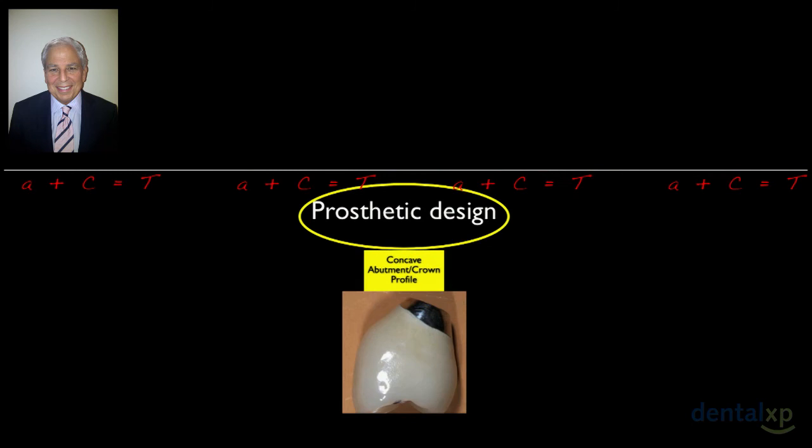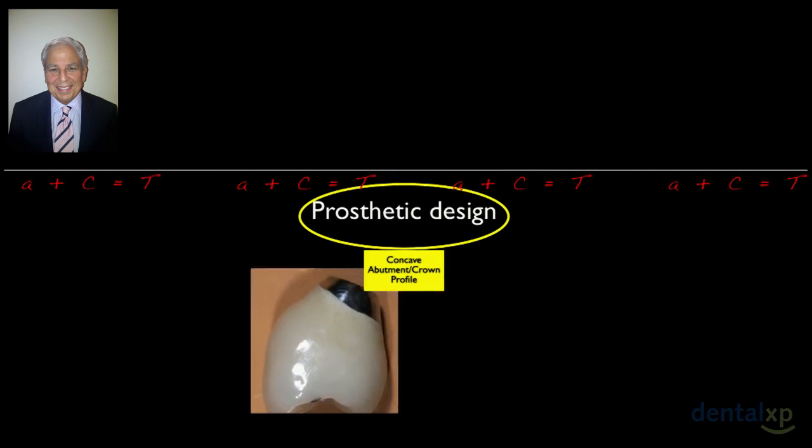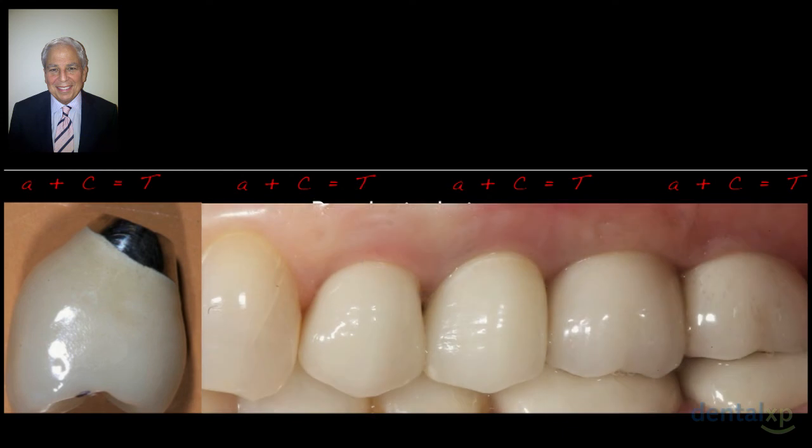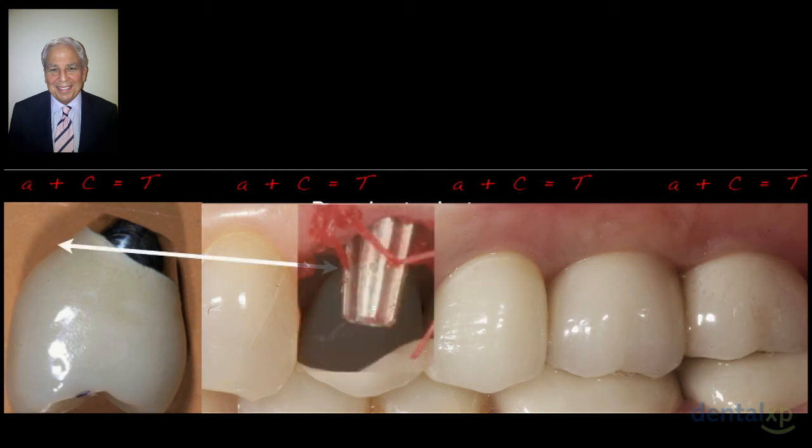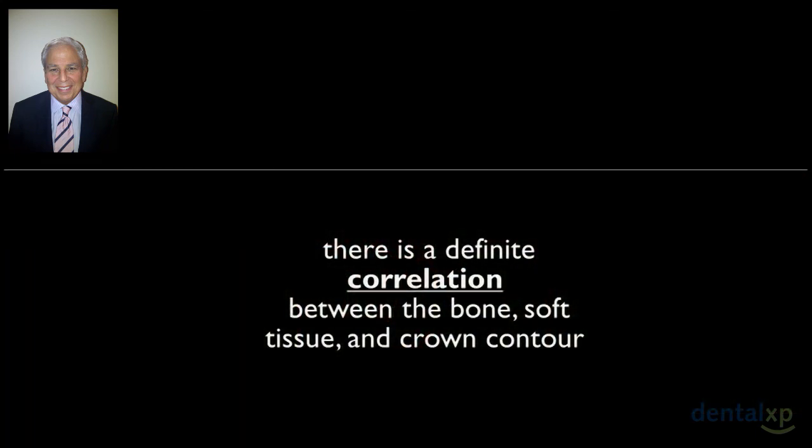But we have to talk about the crown, because I've just been speaking about the abutments. So let's see what the contour of the crown has to do with assessing the emergence profile and getting a very good emergence profile, because that's the other part of the equation that we want to talk about.